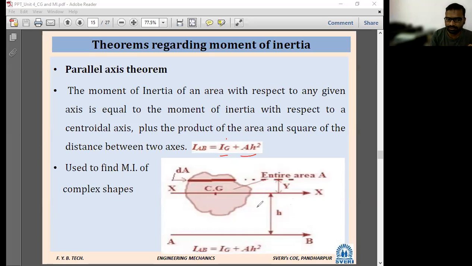Is it clear, everyone? Yes, sir. Have you written the formula? If you need the diagram you can draw it, otherwise leave it. Okay, draw the diagram. For this, whatever you are writing, IAB is equal to IG plus A H square. So you should know this one. Okay, draw this diagram.